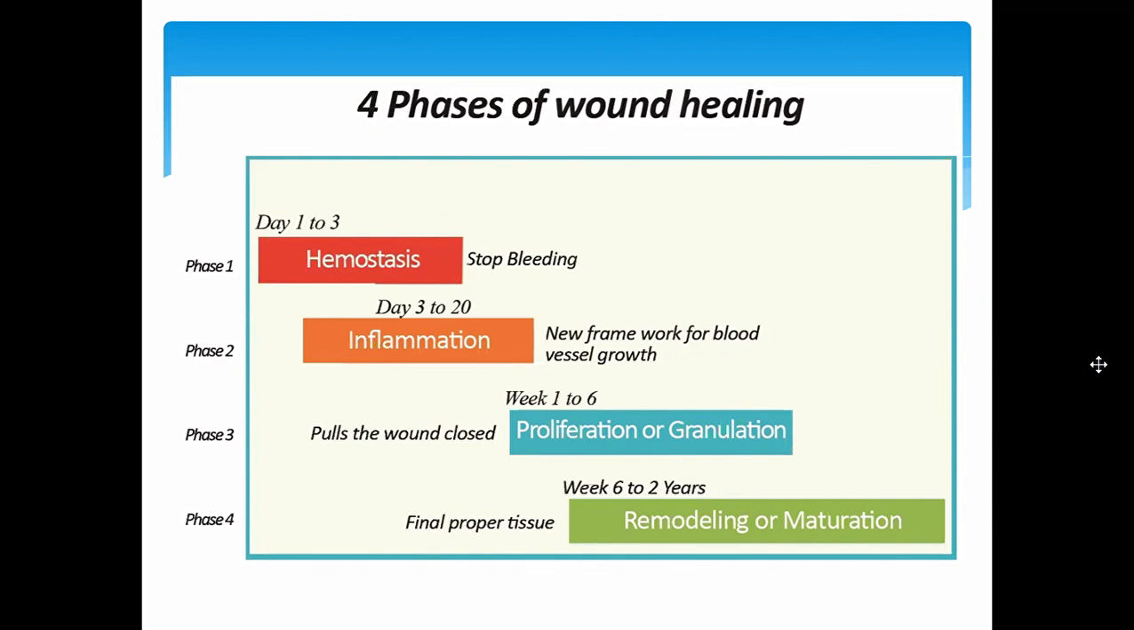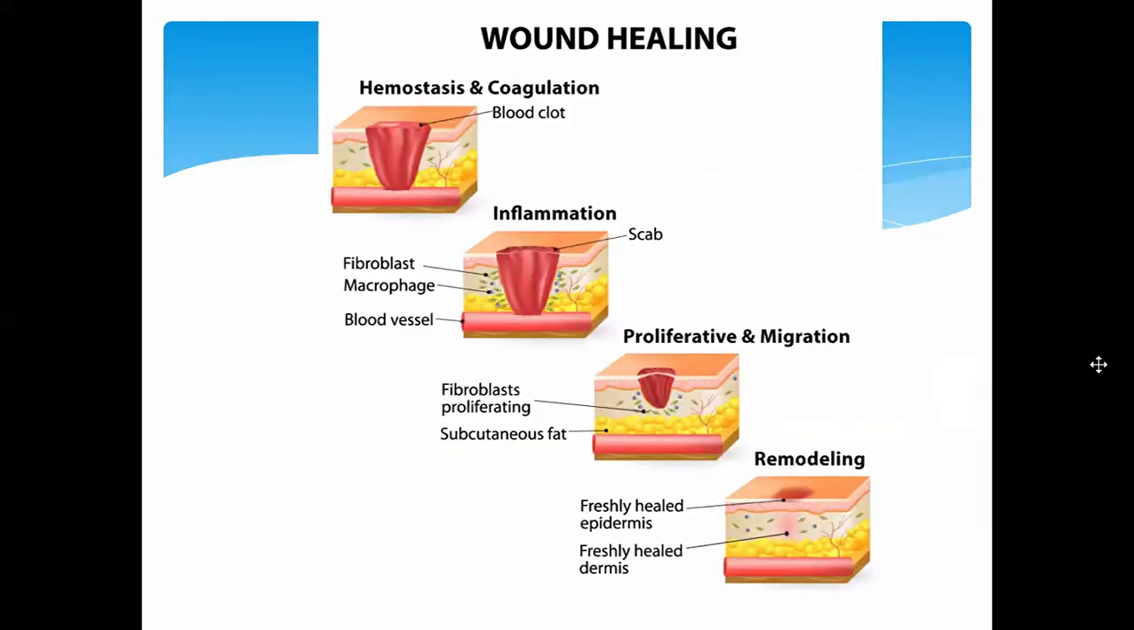Phases of wound healing, of course, depend on whether it is a wound that is only of the epidermis, then it would be different when both the epidermis and the dermis are affected. So wound healing again. You have your blood clot initially, and then you have inflammation. You have the different cells already there, the macrophages, the beginning of the scab, and the fibroblasts. And then the next is proliferative and migration. And then the last would be remodeling, healing of the epidermis.